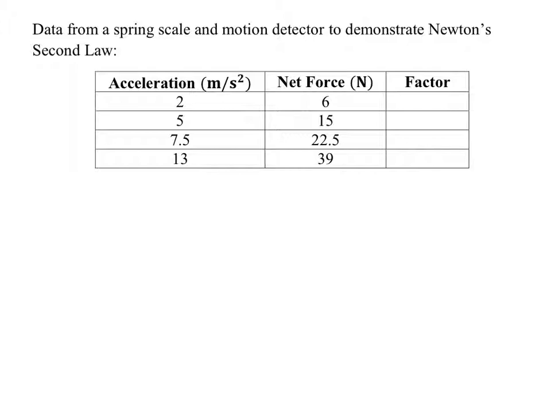So let's say here, though, we did the lab already, and we're trying to figure out that there's a relationship, for sure, that relates acceleration and net force. What would the factor be in these four cases? When the acceleration is 2, the force is 6. When the acceleration is 5 meters per second squared, the force is 15 newtons. When the acceleration is 7, what do you got, Sarah? It's like a factor of 3.